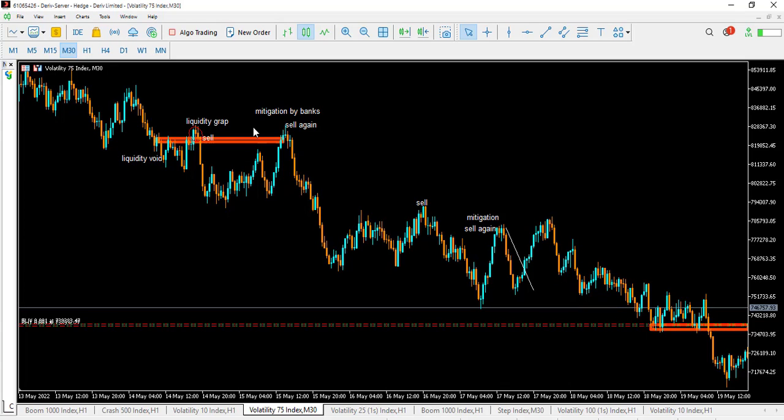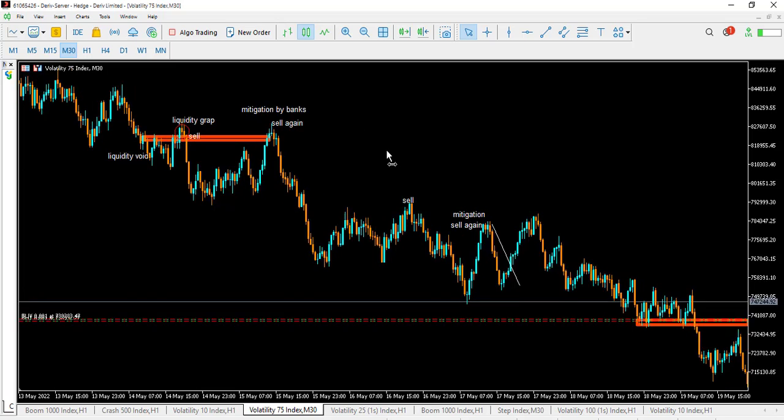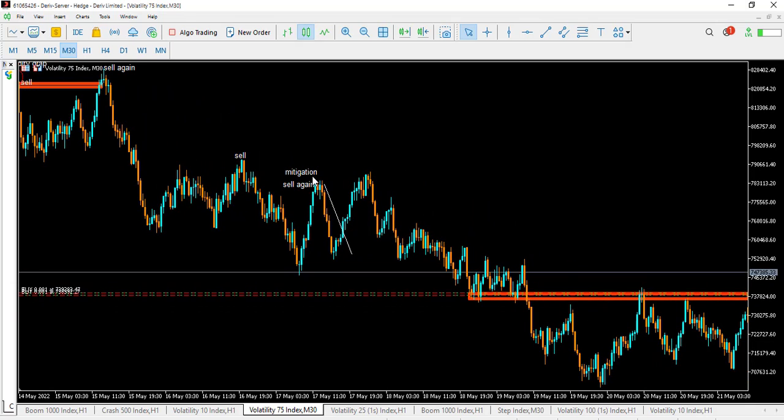I explained this in detail in the other videos, and then price came back after the institutions, the banks, the market makers, which I usually call the big boys, after taking their buy orders here, they had negative orders and price moved down. They had to move back and then mitigate the orders. After mitigating the orders, what happened? We sold again, and I showed you the live trade that I took based on that. It came down. I equally showed you this.